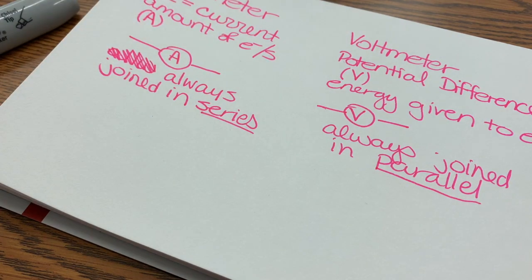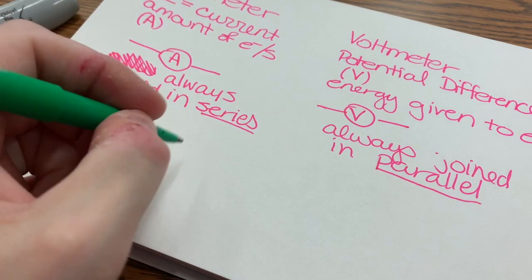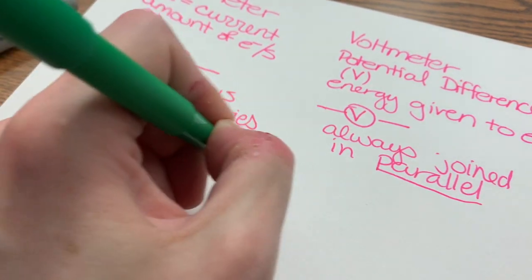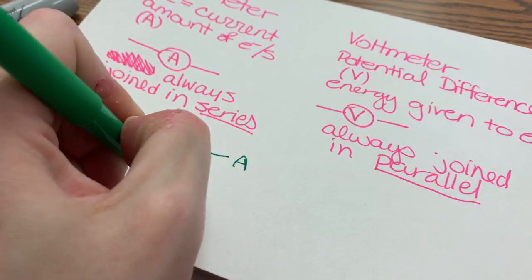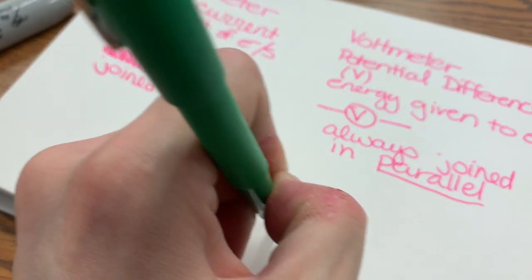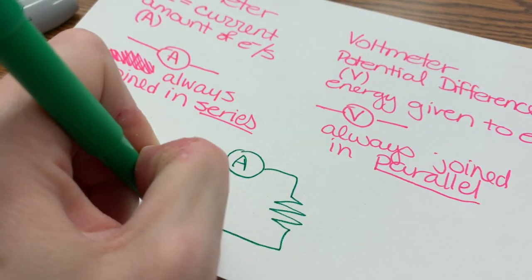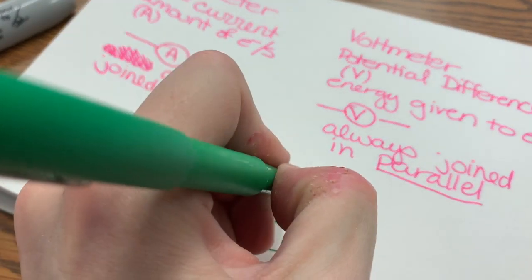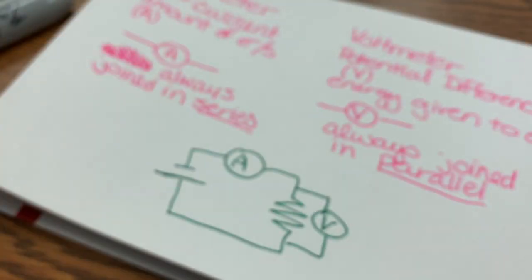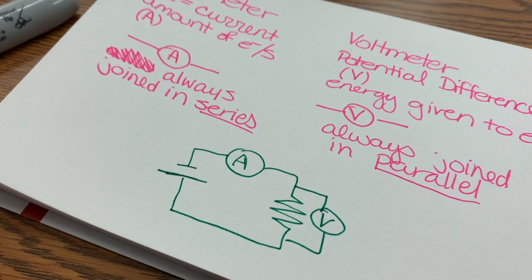So you don't have these at home, so it's not like you're going to break one, or I don't think you have them at home. So if you've just got your basic circuit, you're going to have your ammeter in series to your resistor, and your voltmeter goes in parallel on the outside. And that is really the most important thing for you guys to get today.